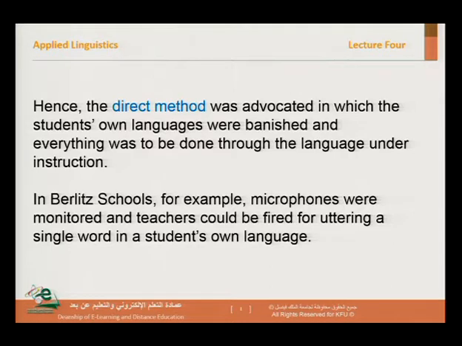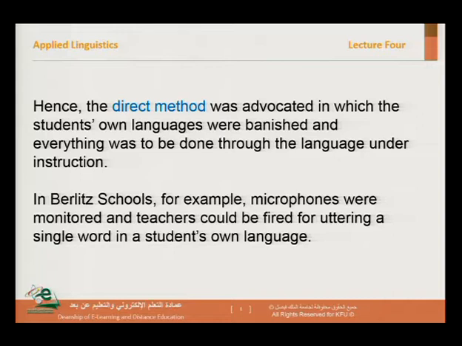Otherwise, as we will see here in Berlitz Schools, for example, microphones were monitored, and teachers could be fired for uttering a single word in a student's own language. So as a teacher, you must speak in English. Otherwise, you will be fired.